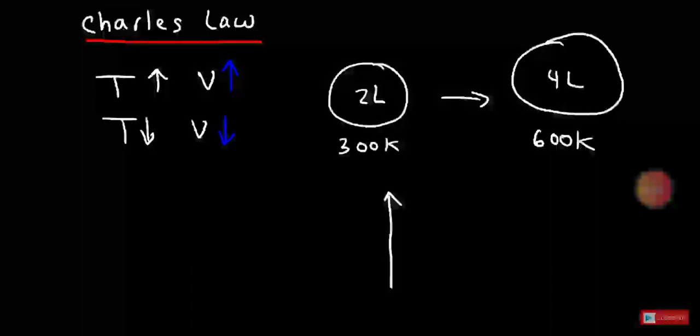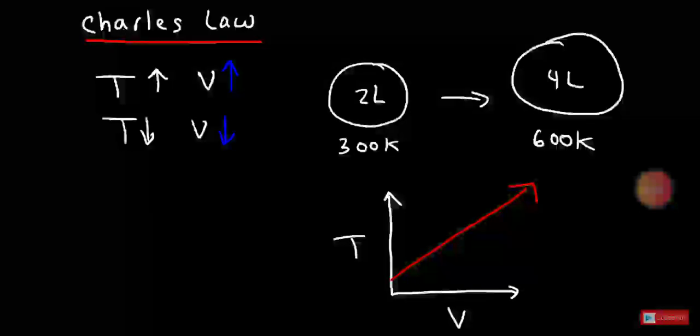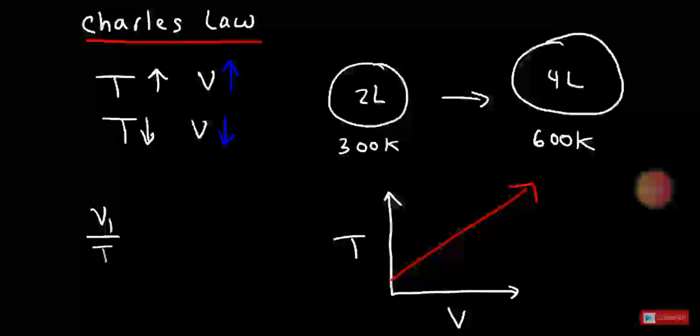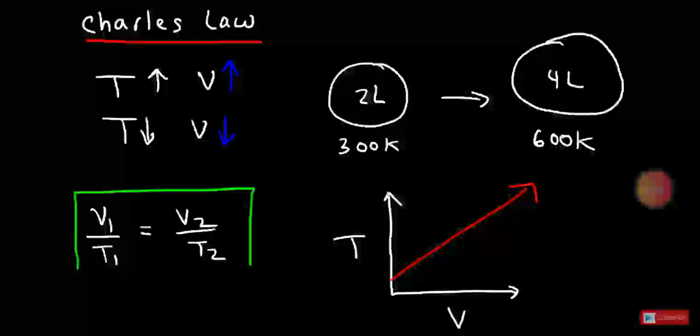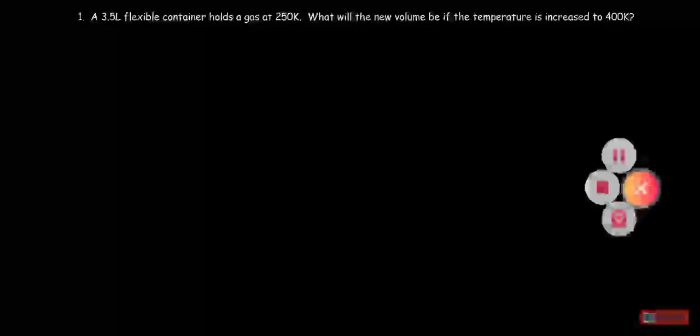See, if we draw a graph between volume and temperature, volume along x-axis, temperature along y-axis, as the relationship is direct, a linear relationship exists between volume and temperature. So there is going to be a straight line between volume and temperature for a given mass of gas if pressure remains constant. The relationship we conclude is V1 over T1 is equal to V2 over T2. This is the relationship of Charles' law that we are going to use in coming numericals.